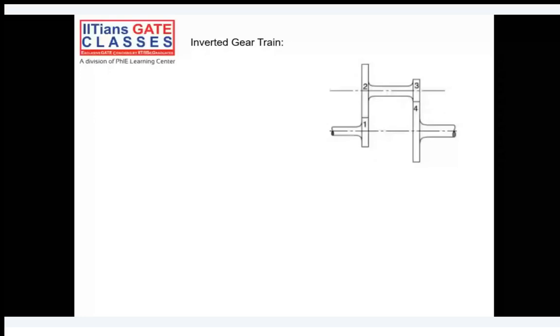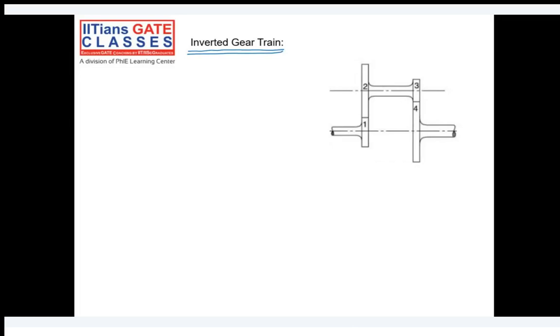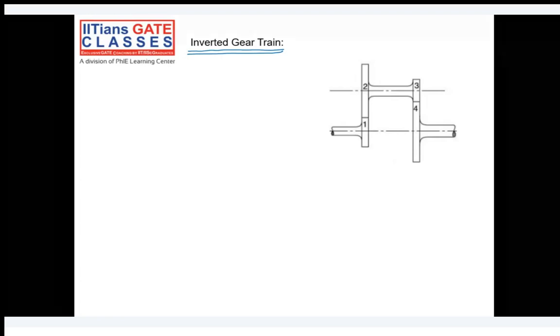Okay, coming back to the third type, that is the reverted gear train. It is more or less similar to the compound gear train, because there is more than one gear mounted on the same shaft. But if the first and last gear of the compound gear train coincide with each other, then we call it a reverted gear train.